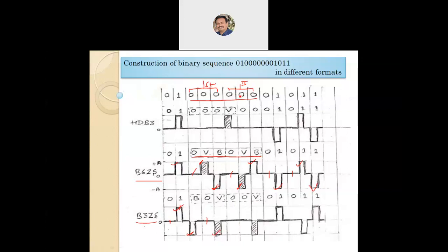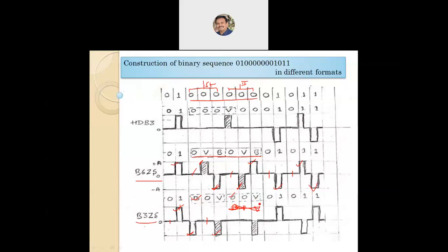Next combination, once again we are going to observe the second set of three zeros. In this second set of three zeros, if I use B0V, we are going to get an even number of B bits, but the rule tells us an odd number of B's must be there, so we are not going to choose this case. Then we need to choose this one, that is the 00V combination.